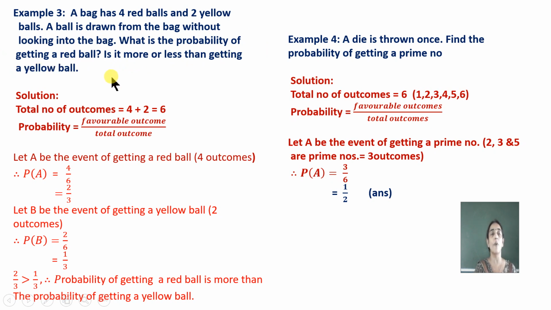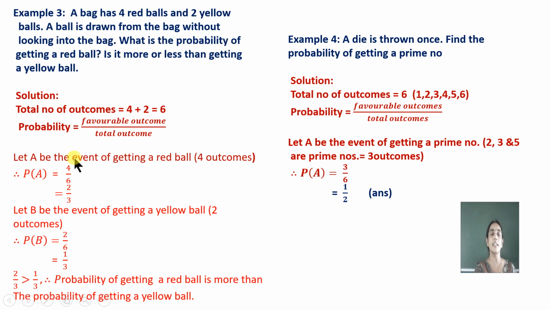Children, here we will follow a pattern for every sum where you have to find probability. Always first write down the total number of outcomes, then write down probability is equal to favorable outcome upon total outcome. This formula carries half mark. After that, you name the event, that is, let A be the event. Here it is of getting a red ball. Whatever question you are asked, name that as an event.